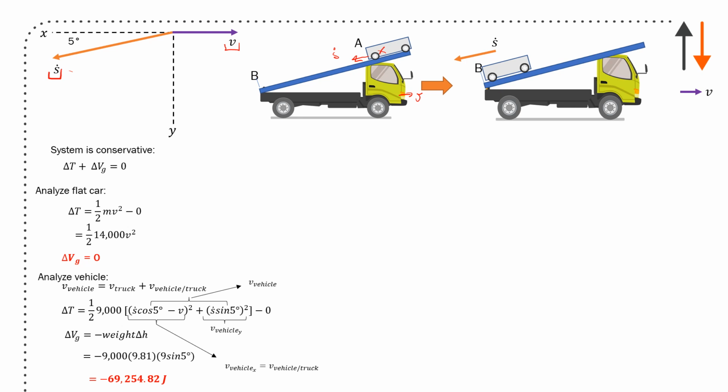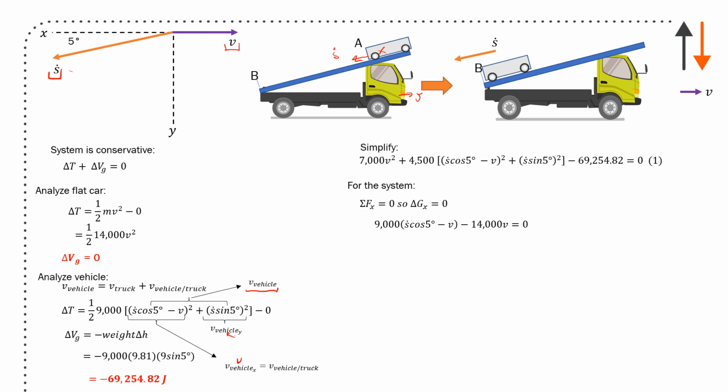So this deals with the velocity of the vehicle right here, which is with respect to the ground. This is the velocity of the vehicle in X, and the velocity of the vehicle in Y. No surprise here, because the truck doesn't move horizontally or vertically, it doesn't have a Y component for the truck. Putting all the terms in and simplifying, you end up with this equation right here.